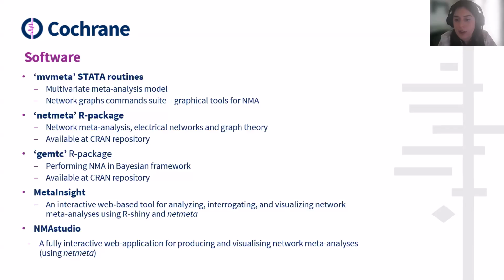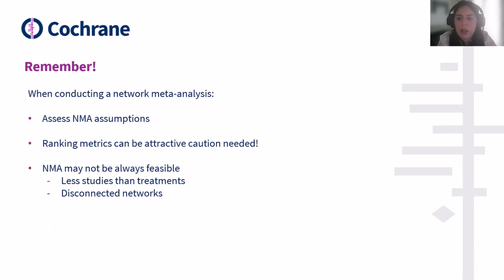Finally, there are 2 interactive web applications also available for conducting network meta-analysis. These are MetaInsight and NMA Studio, and both tools use the netmeta R package to generate the NMA estimates. When conducting a network meta-analysis, it is very important to assess the NMA assumptions. The validity of results depends on the plausibility of the models' assumptions.